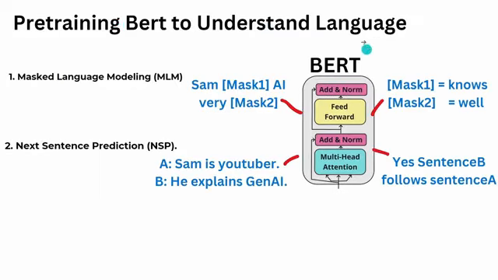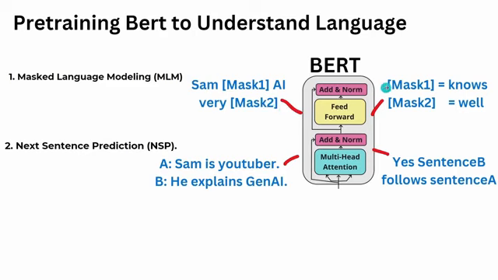Pre-training BERT to understand language. The first one is masked language modeling, and the next one is next sentence prediction. We have to perform both on BERT to understand language. What exactly is masked language modeling? We are going to mask some words in the sentence, so the model is going to try to predict those words. What should be present over here? It is going to try to predict.